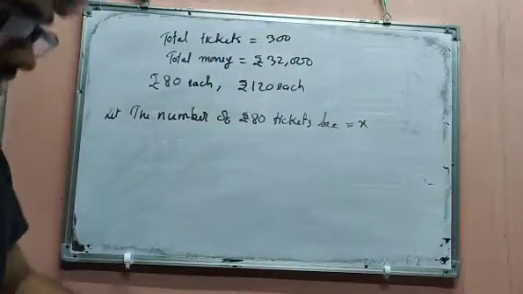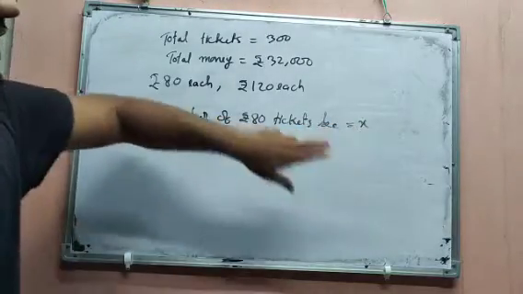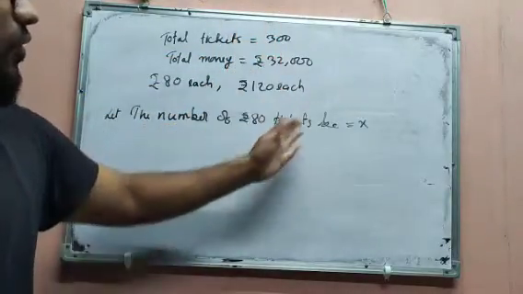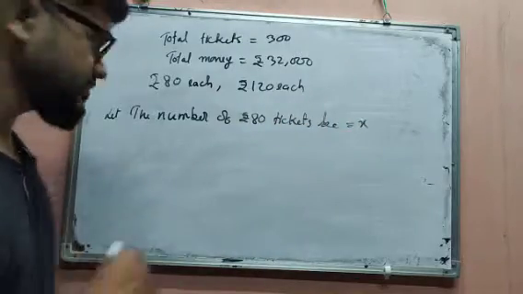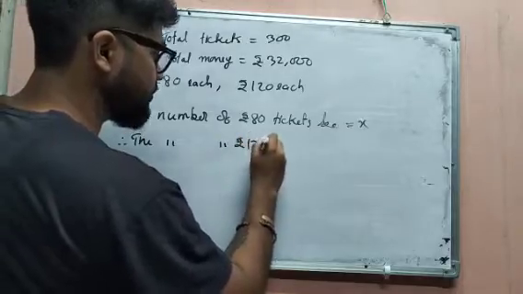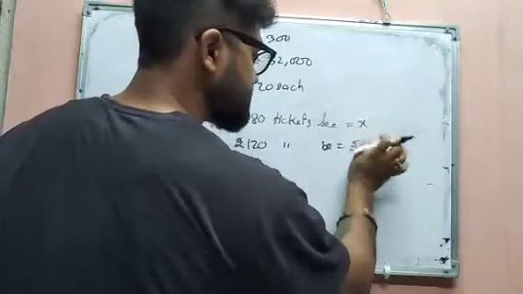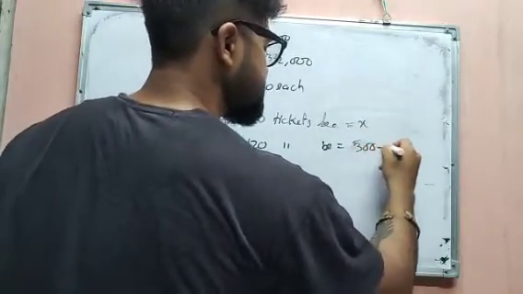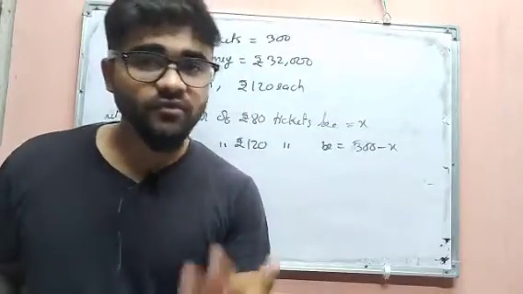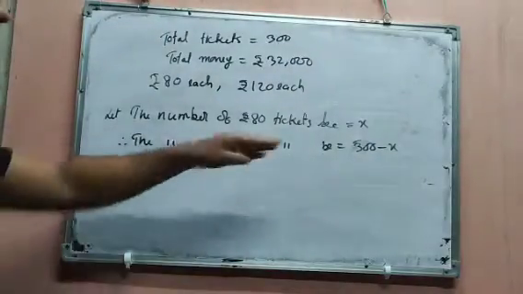Next, what will happen? Now, the number of rupees 80 tickets is x. Total number of tickets is 300. So the number of rupees 120 tickets will be what? From the total tickets, we have to subtract the number of rupees 80 tickets. So the number of rupees 120 tickets is 300 minus x, because we subtract the number of 80 rupees tickets from 300, because 300 is the total number of tickets.